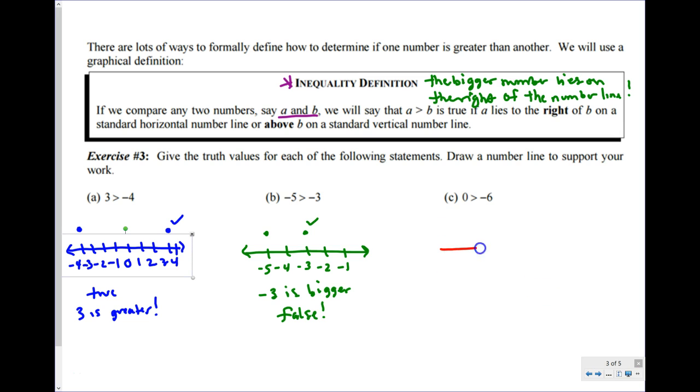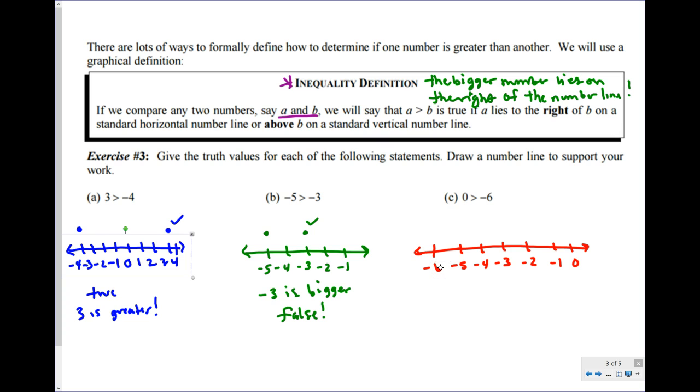Finally, letter C, draw my number line. Notice how when I draw my number line, I'm not always starting with 0 right in the middle. Like here, I'm going to start with 0 on the far right side and go down to negative 1, negative 2, negative 3, negative 4, negative 5. I need a little bit more room, so I'm going to erase that, and there's my negative 6.